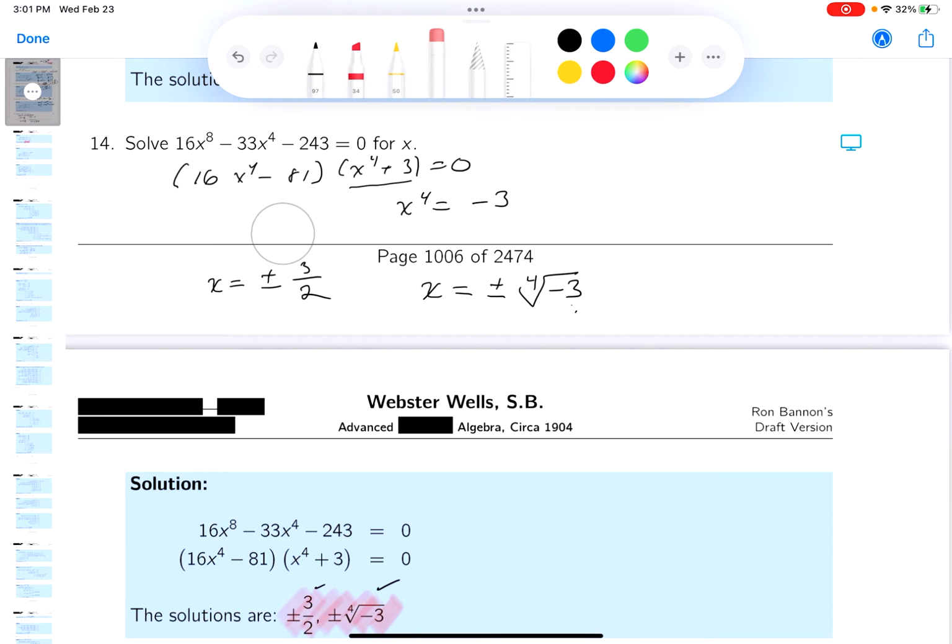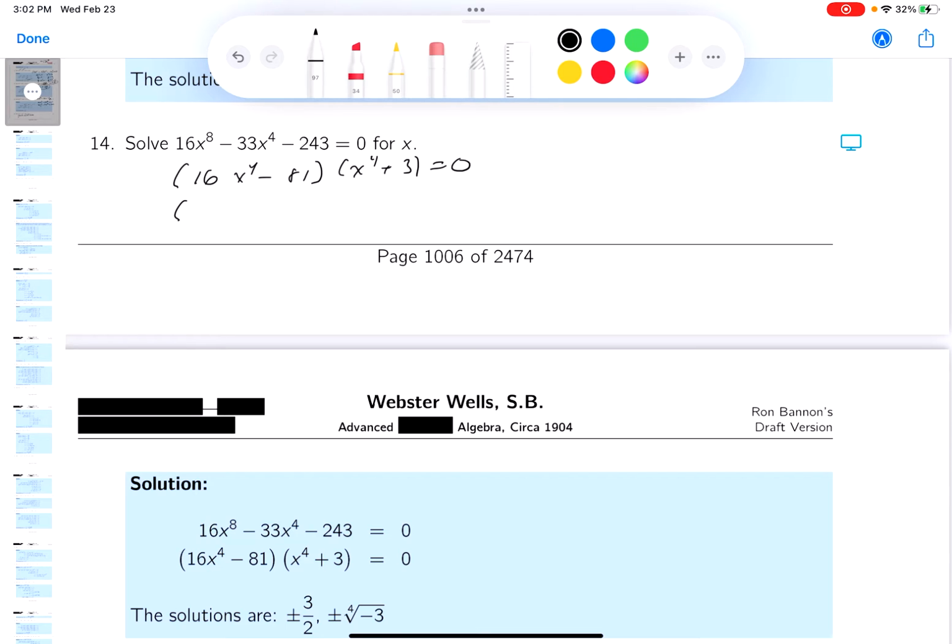What I want to do is maybe be a little more clear on this. But listen, if it's causing a great deal of pain, don't do it. But I'm going to write this over here, and I'm going to factor it more. So I'm going to write down 4x squared minus 9, and this would be 4x squared plus 9. And that's the factorization of 16x to the 4th minus 81. And then x to the 4th plus 3 is going to be x squared plus 3i times x squared minus 3i.